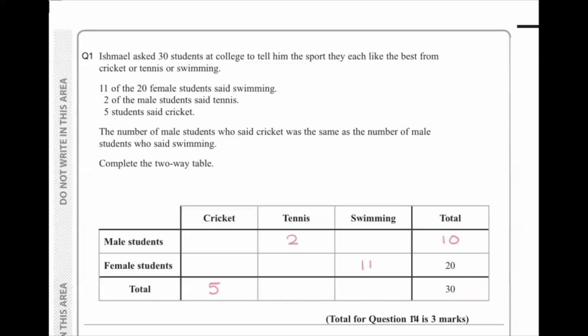The next line is telling me that the number of male students who said cricket was the same value as the number of male students who said swimming. So I've got 10 male students, 2 of which like tennis. So I've got 8 males left over. I'm going to share those, divide it by 2 into cricket and swimming, and it completes those cells nice and quickly for me. There isn't any more additional information. It's just complete the two-way table. So I should have enough now to be able to just go around and finish this off.